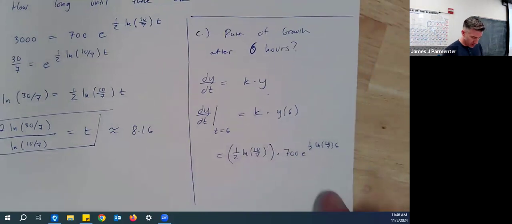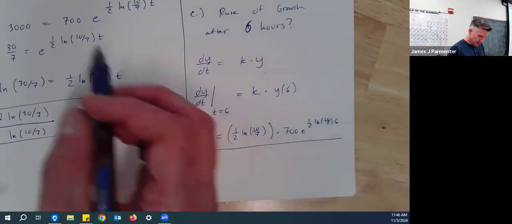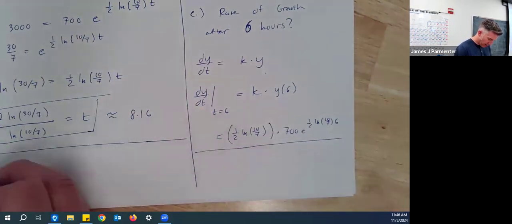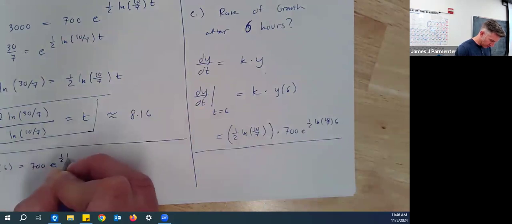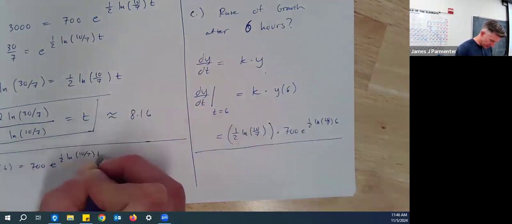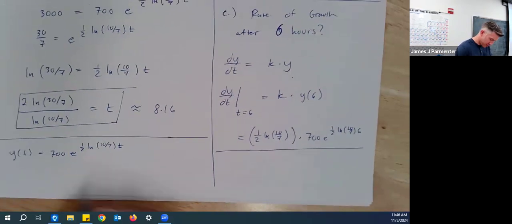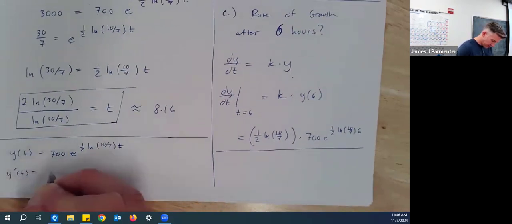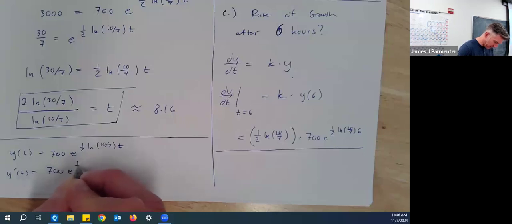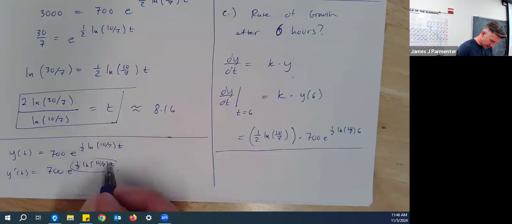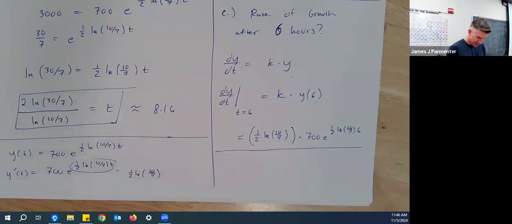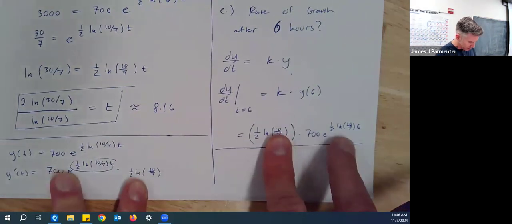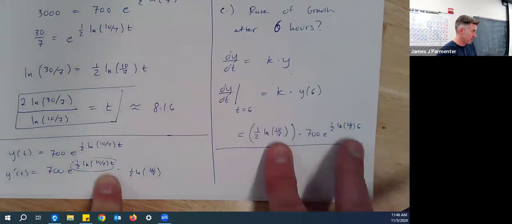So the other way we could have done this was by saying, well, great, my y of t was 700 e to the 1/2 natural log of 10/7 times t. And then you can take the derivative and get 700 e to the stuff times the derivative of that stuff, which is going to be exactly 1/2 natural log of 10/7. And oh, look, it's the exact same formula. I just have to plug in 6 here to get the same thing I have here.